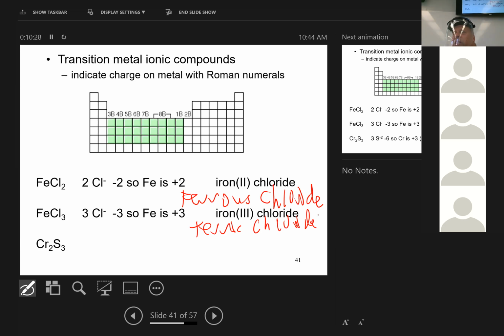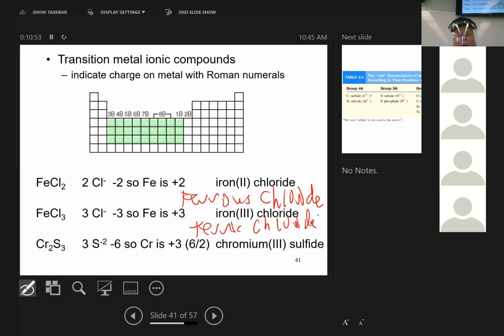Chromium sulfide, but sulfur is -2. If you look on a periodic table, it's right below oxygen, so it's -2. So if you have 3 -2s, what is that? -6. And 2 chromiums have to even it off, so those are +3 each. So that will be chromium +3. Okay, so that'll be chromium 3 sulfide.